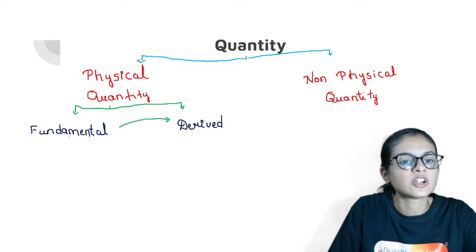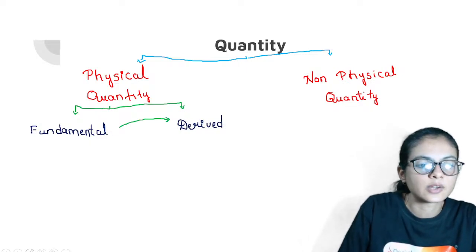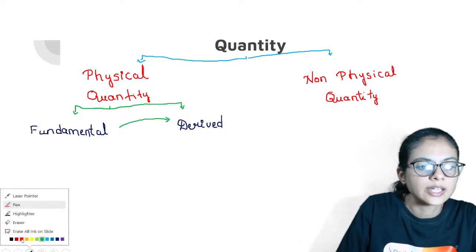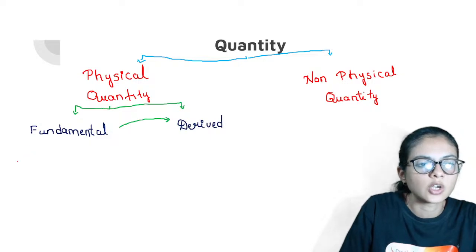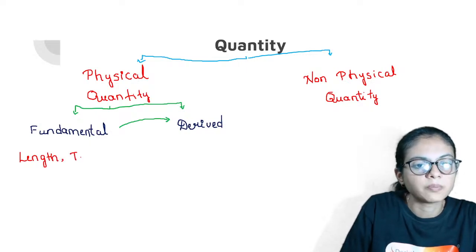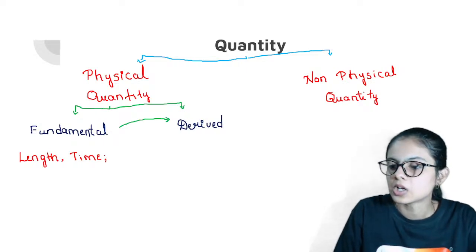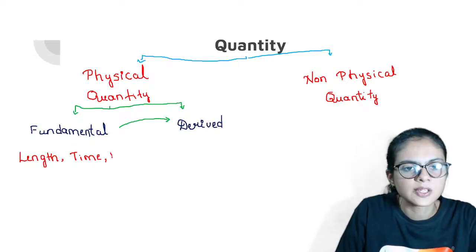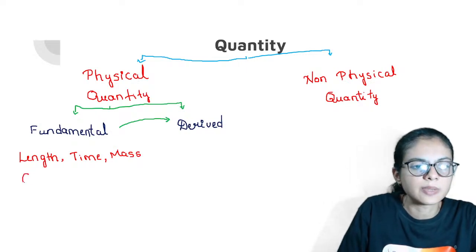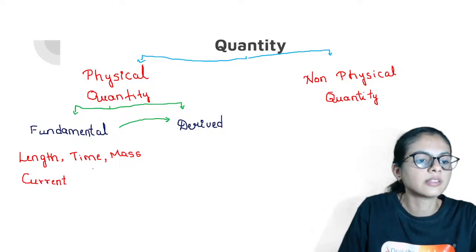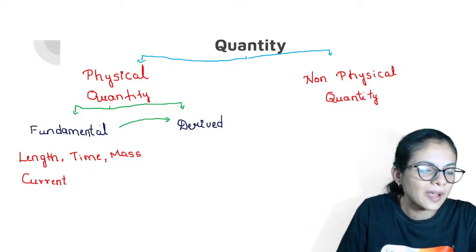And what are these fundamental quantities? The things that we study as length, time, right? These are called fundamental quantities. Examples are length, time, temperature, heat, what we study, right? And also current, mass. So the SI base units we study are the fundamental quantities.